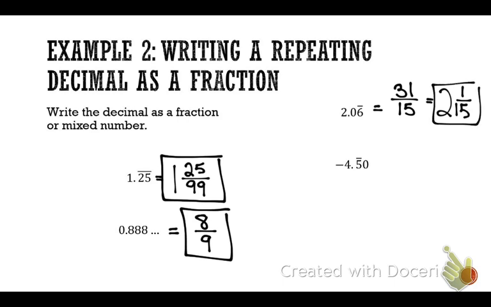So just converting repeating decimals into fractions and mixed numbers. What did you get for negative 4.5 repeating? What did you get, Mendora? Negative 50 over... Yes, 50/99. Okay, negative 4 and 50/99. Again, just showing that conversion between the two.